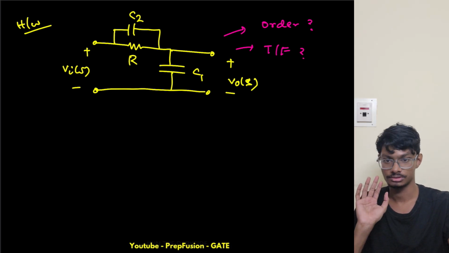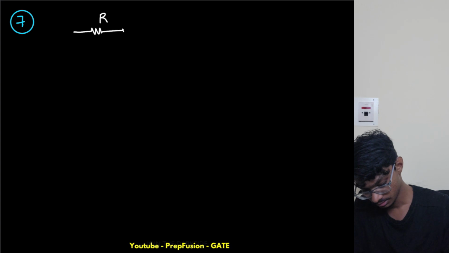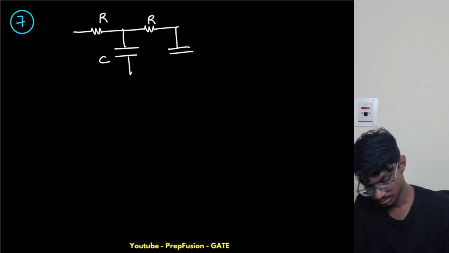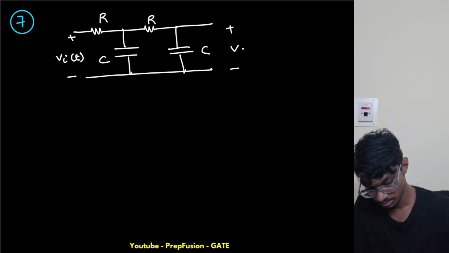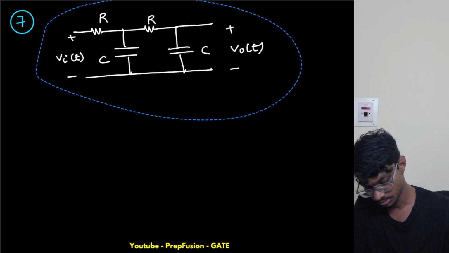Now another important question we'll come back to is this question, the 7th question. This is also an important question. We have one R here and C here, and another R here and C here. This is the input and this is the output. Let me just straighten this up a bit.